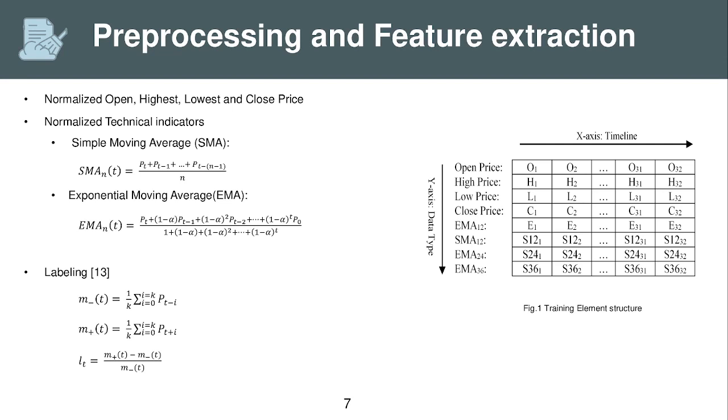Each training element is a window of normalized open, high, low, and close prices and corresponding values of simple moving average and exponential moving average technical indicators. In the training dataset formation process, the window moves forward in time with a stride of 1 on the original dataset. The labeling setting is the same as the study done by Zhang Zi, which labels each training element as either upward or downward.